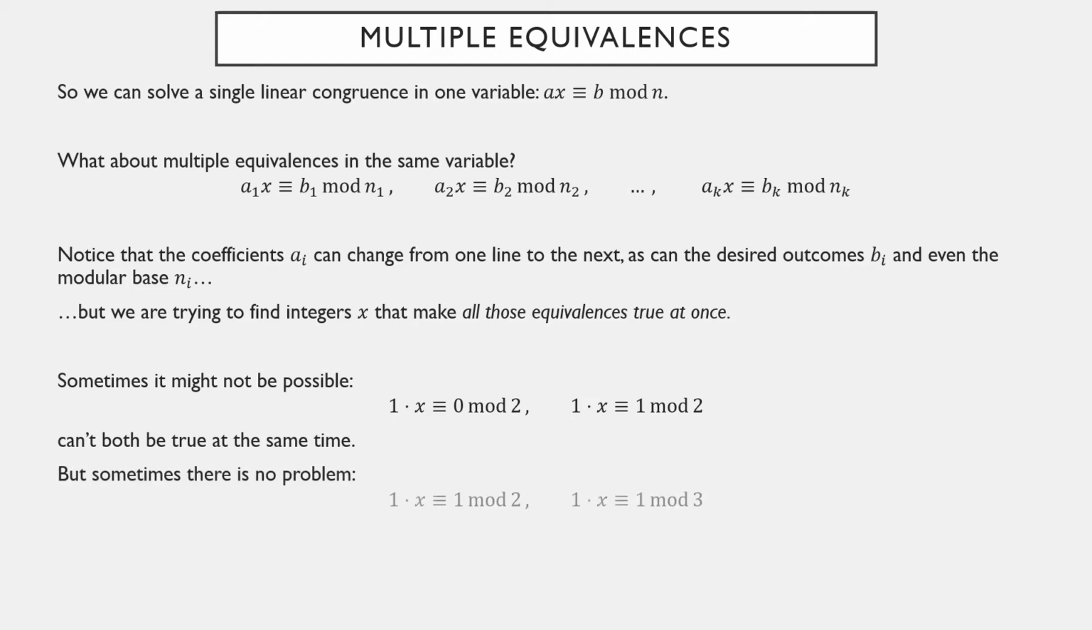Sometimes, however, we can solve them. For example, if I wanted 1 times x to be equivalent to 1 mod 2, and I wanted 1 times x to be equivalent to 1 mod 3, we observe that x equals 1 definitely solves this. I get x equals 1 on both of them. But negative 11 is a non-trivial solution to both of them. 1 times negative 11 is in fact equivalent to 1 mod 2, but also equivalent to 1 mod 3.